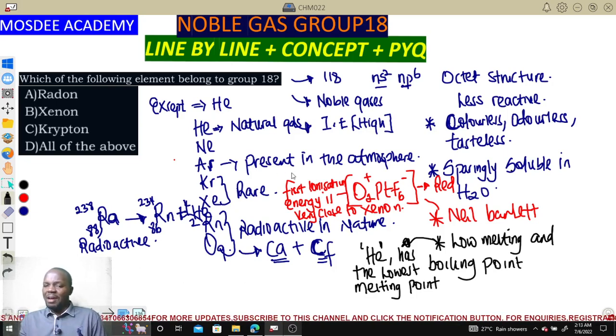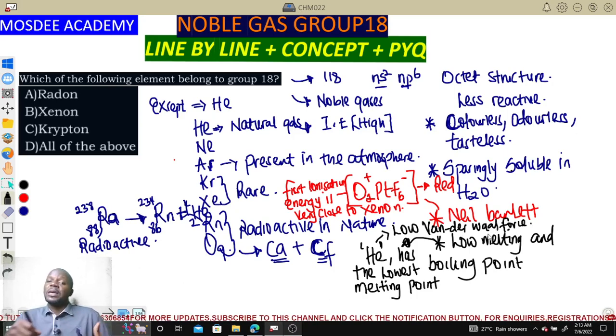So we say they have low van der Waals force. Hope you know what we call van der Waals force. Because van der Waals force is acting between their molecules, they won't be able to react. So that is what makes them have low volume, all of them. So talking about those properties of the periodic table, we always made mention of it, because most questions we ask you, because of octet nature, what do you expect?